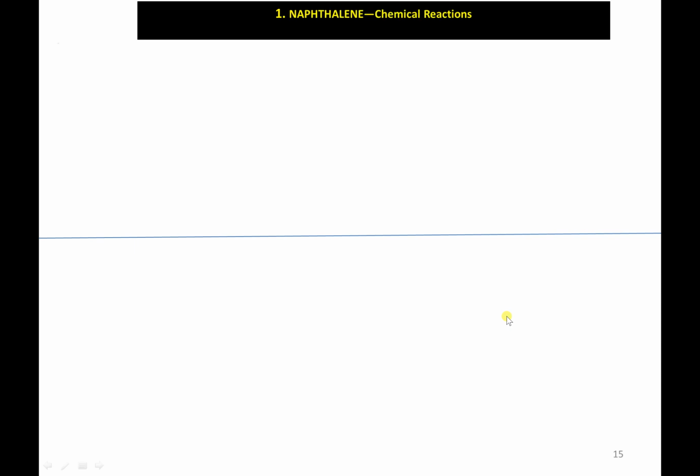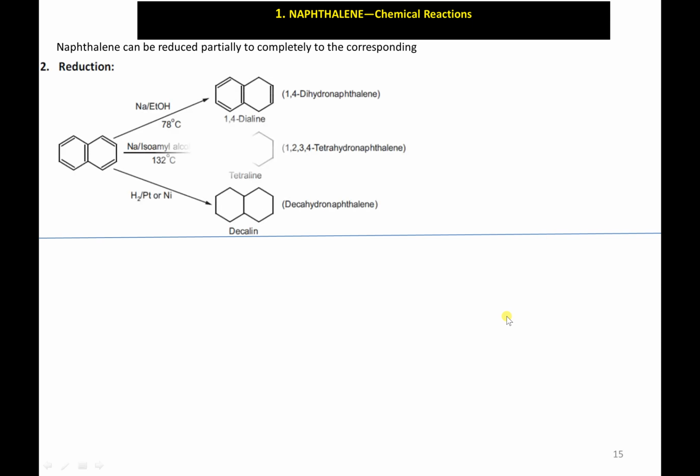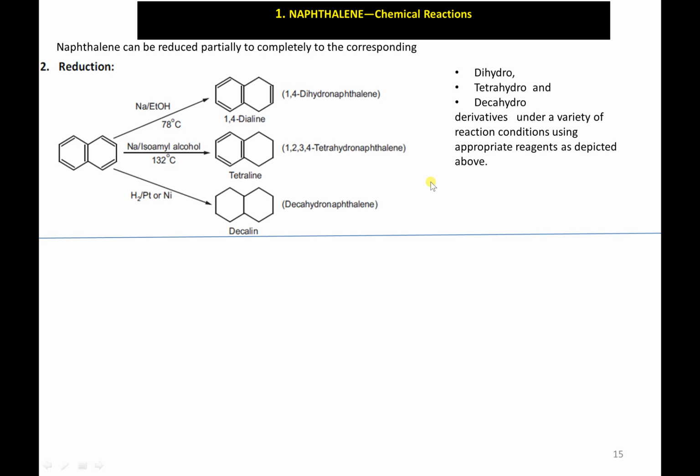Then next comes the reduction. Partial to complete reduction, varying degrees of reductions. If you use simple sodium metal in ethanol, just one double bond will be reduced. But if you go for a higher alcohol like isoamyl alcohol at 132 degrees, the entire ring will be reduced and you will get tetralin. But if you go with catalytic hydrogen in the presence of a noble metal like platinum or nickel, you will get complete decalin. So this is tetrahydronaphthalene, this is decahydronaphthalene. Both rings are reduced. So you get dihydro, tetrahydro and decahydro derivatives under varying conditions of reagents and reaction conditions.